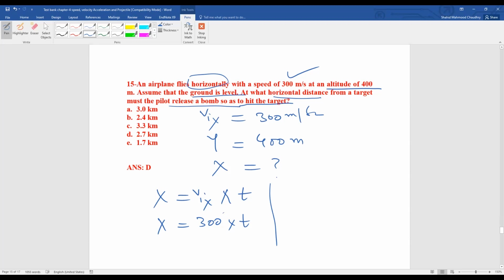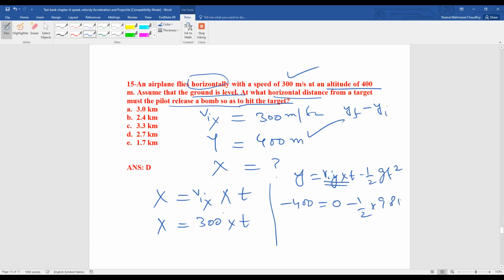To find the t value, again we have to take this value. y is equal to ViY into t minus 1 over 2 g t square. So y is minus 400, not 400, minus. Why? Because we are taking yf minus yi. So yf is 0 and yi is 400. ViY is 0, this is horizontally thrown. So 0 minus 1 over 2 into 9.8 into t square. So you can find the value of t square is equal to 400 multiplied by 2 divided by 9.8.